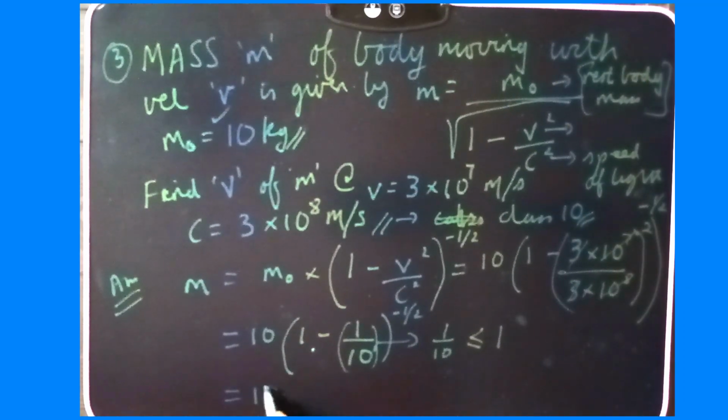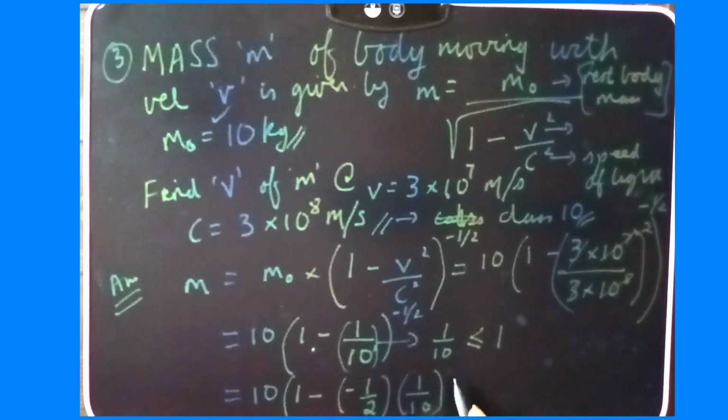So now you can write 10 times 1 minus 1 by 2 into 1 by 10. If you solve this, we'll get 10 times 1 plus, and here we'll get 1 by 20. So if you solve this, you'll get 10 divided by 10 multiplied by 21 divided by 20. So this will cancel, 21 divided by 2.